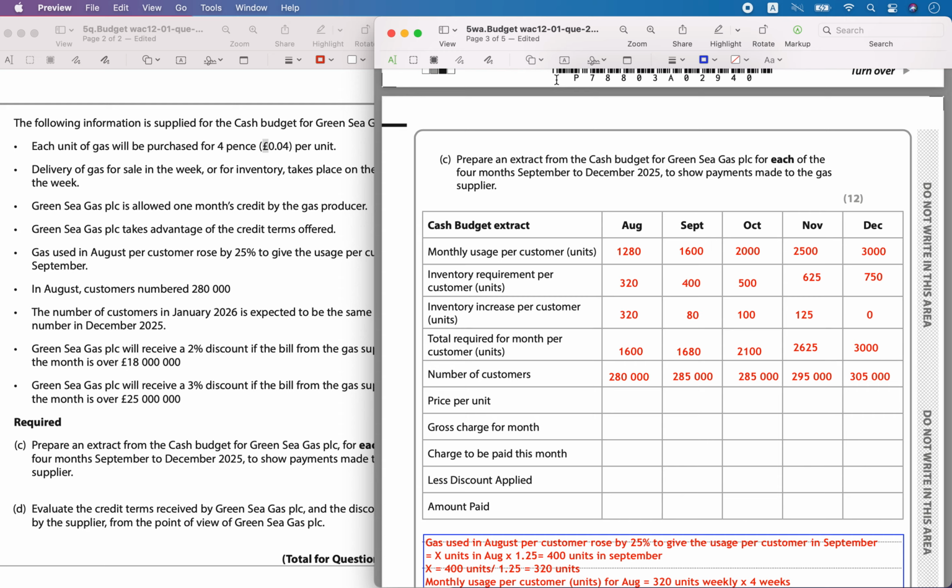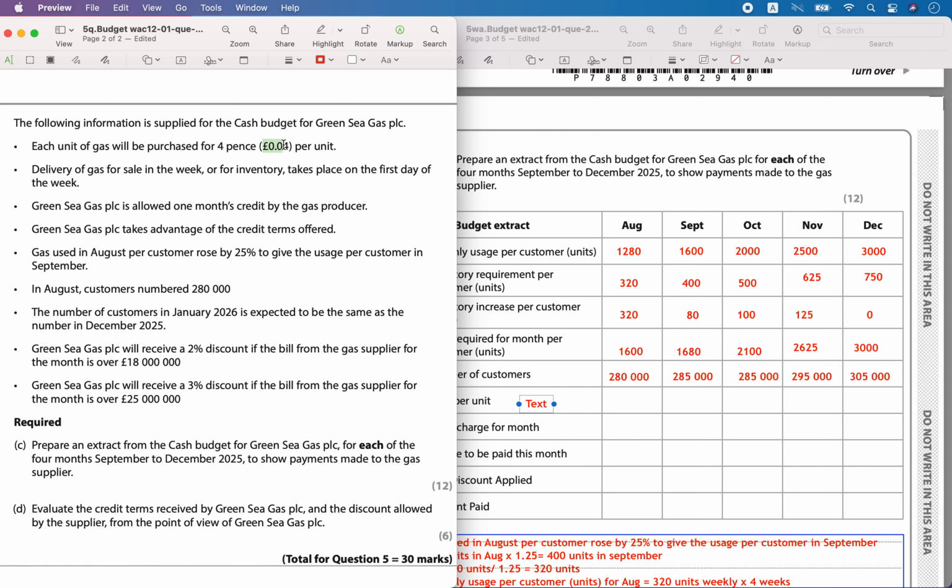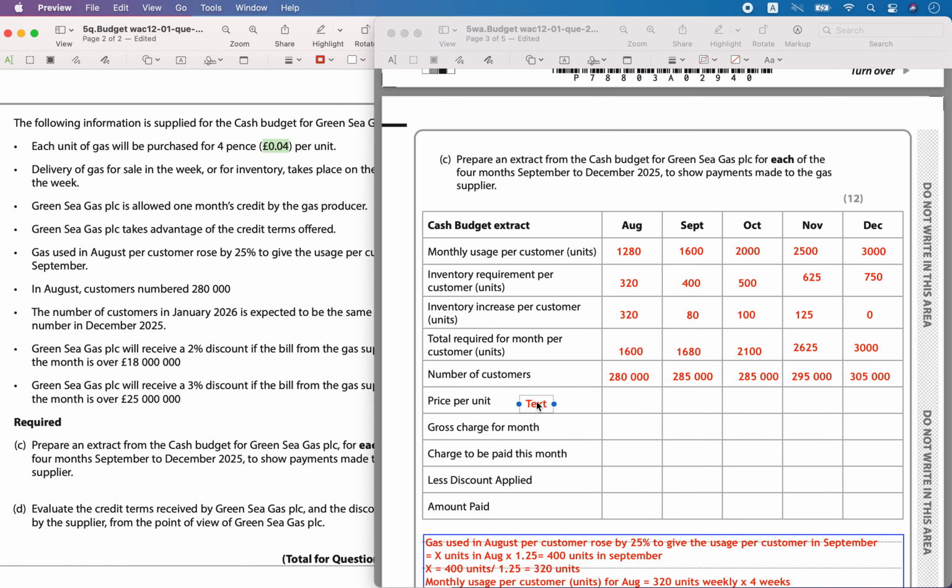Now we have the price per unit. Let's fill in that. So that is going to be equal to 0.04, 0.04, 0.04 and 0.04 pounds.